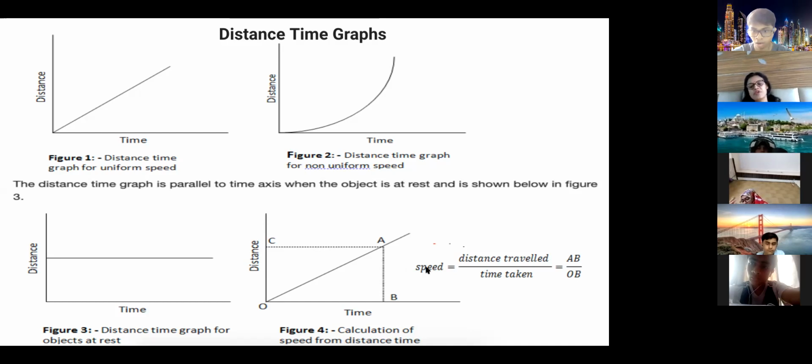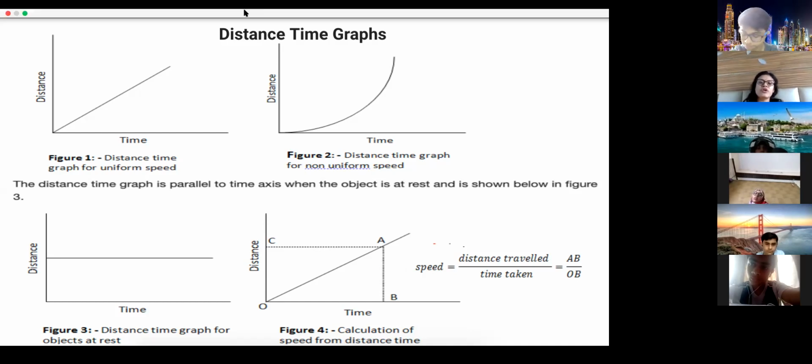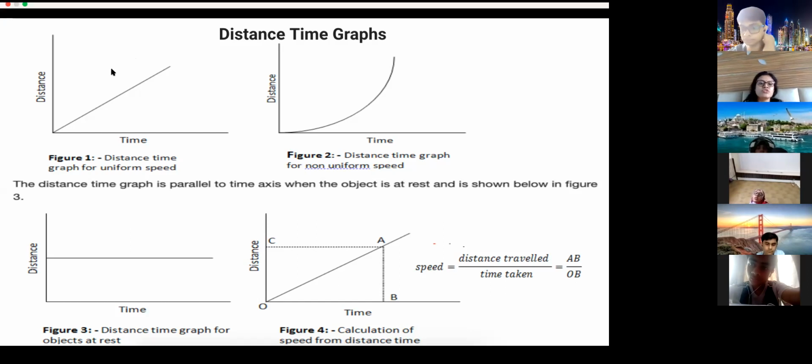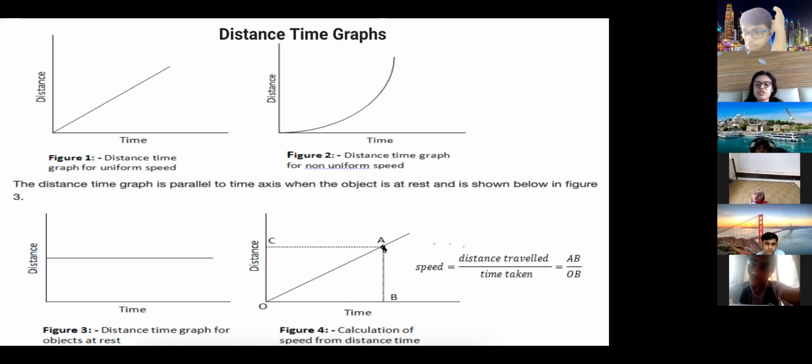Here speed is equal to distance upon time. And as I told you to calculate, you have to take 2 points on the graph. Any 2 points can be taken. You can take this point, you can take these 2 points. Then AB upon OB will be the speed. You can calculate the speed from this. We did questions in the last class. This is just revision.